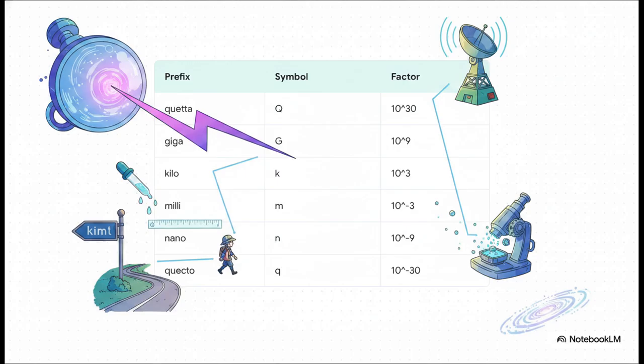Pretty straightforward. But in chemistry and physics, we really push the boundaries. We can go from incredibly massive numbers like a quetta, which represents 10 to the power of 30, all the way down to a mind-blowingly small quecto, which is 10 to the negative 30th power. The entire scale of the universe is captured right here in these prefixes.